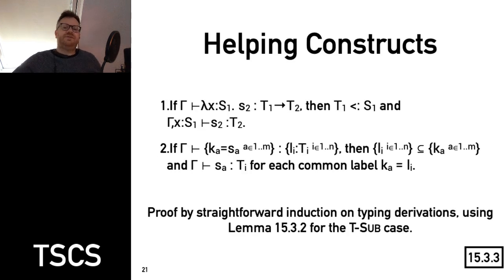Then our helping constructs. The first thing that we need to establish is, if you have a well-typed function, such as this, where lambda x of type big S1 with the body small s2 is typed as T1 to T2, then T1 is a subtype of S1, and also under the assumptions of gamma and x of type S1, s2 can be typed as T2. This follows very naturally from all the rules you had before.